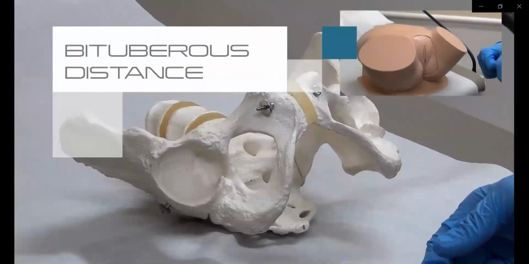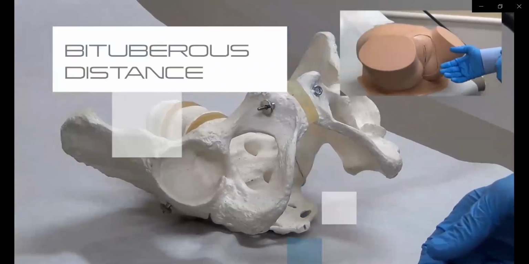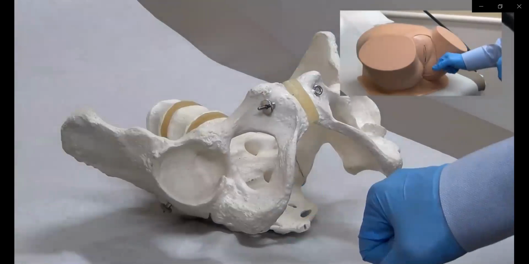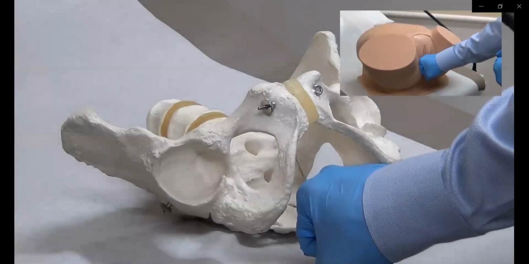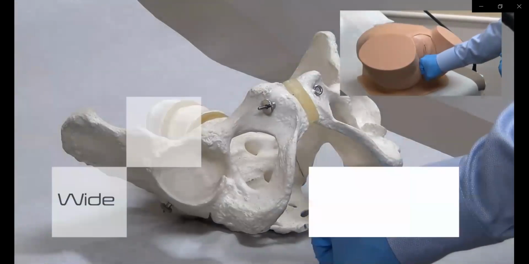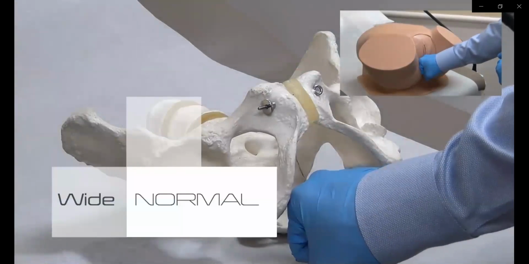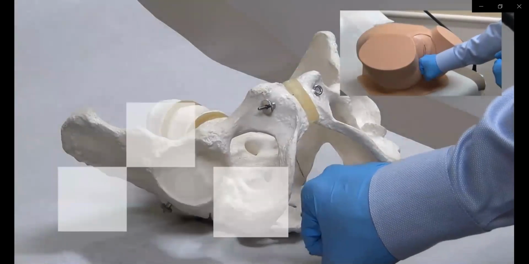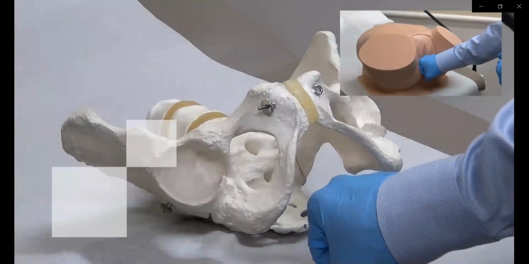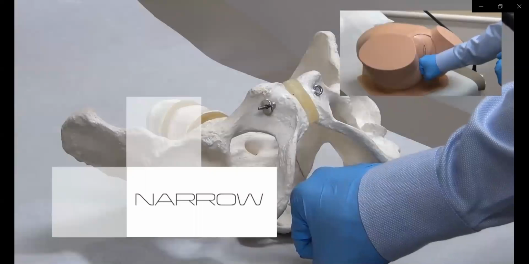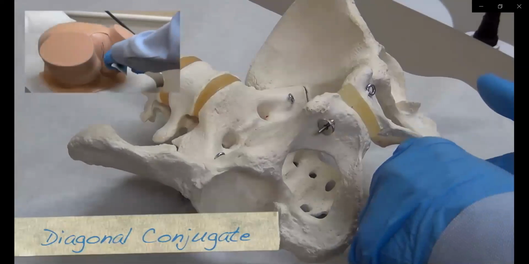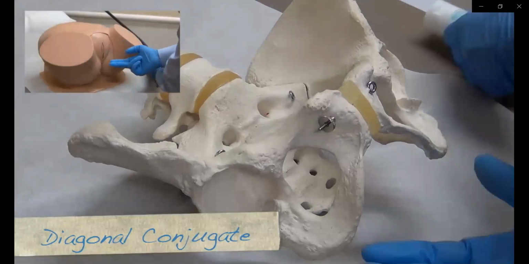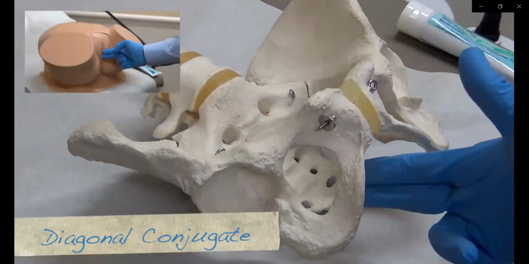The initial assessment of the pelvic inlet is by estimating the diagonal conjugate distance. This is done by using the index and middle fingers of the left hand, which is gently placed into the vagina.